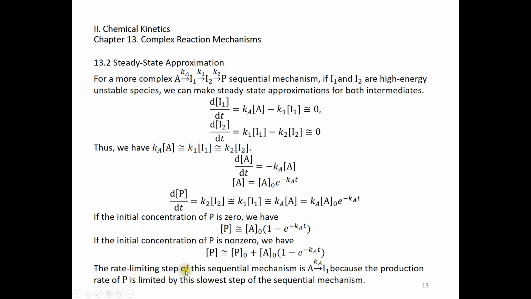The rate limiting step of this sequential mechanism is this, from A to I1, because the production rate of P is limited by this slowest step of the sequential mechanism. So again, this Ka is much smaller than K1, and Ka is much smaller than K2.